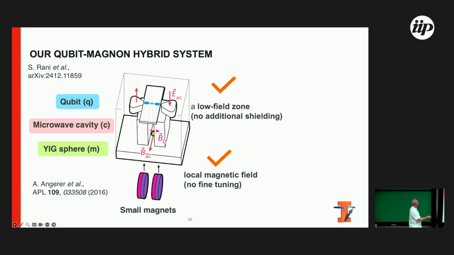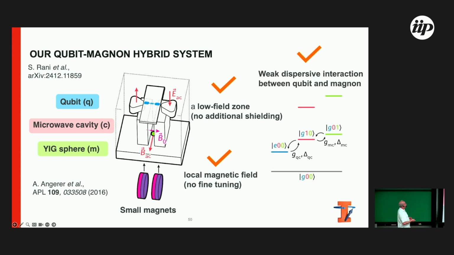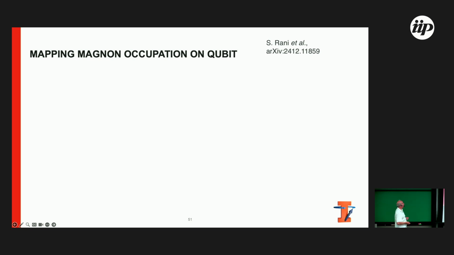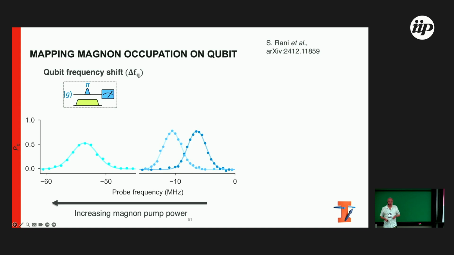We have this local magnetic field. Now we cannot tune the resonance of the magnetic system anymore. It's just set by whatever magnets we use here. We do have relatively low magnetic fields, so we don't need any additional shielding. It's much easier in that way. We do have weak dispersive interactions between the qubit and the microwave cavity. Sorry, not superconductor, it's a copper cavity, and the magnetic system here.